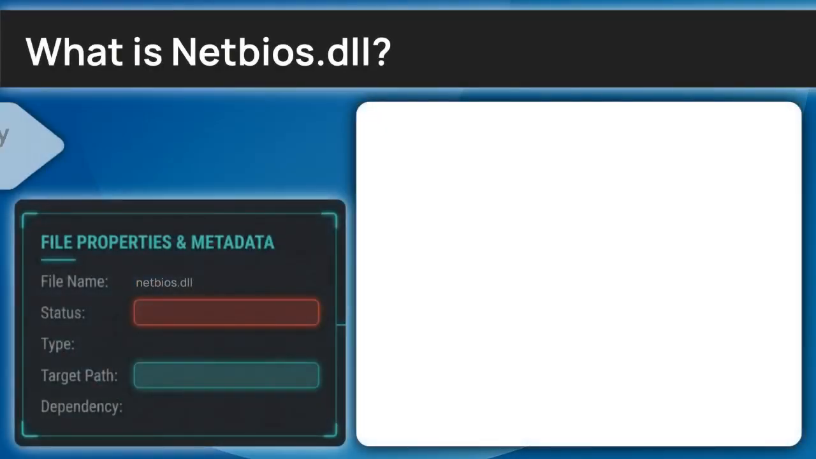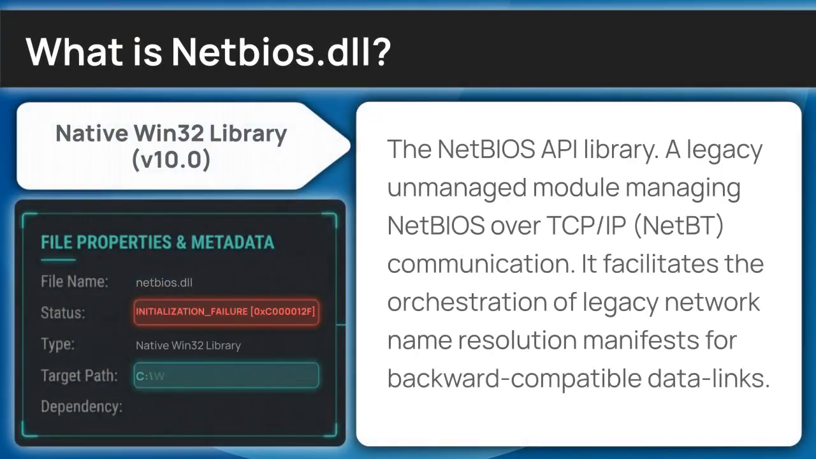This is the NetBIOS library, the NetBIOS API library, a legacy unmanaged module managing NetBIOS over TCP/IP NetBT communication. It facilitates the orchestration of legacy network name resolution manifests for backward-compatible data links. With the why out of the way, let's focus on getting you running again.